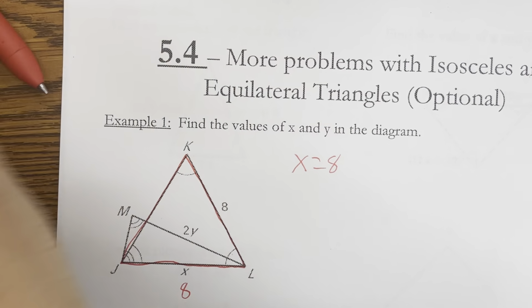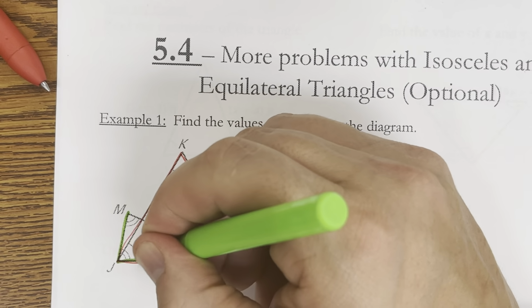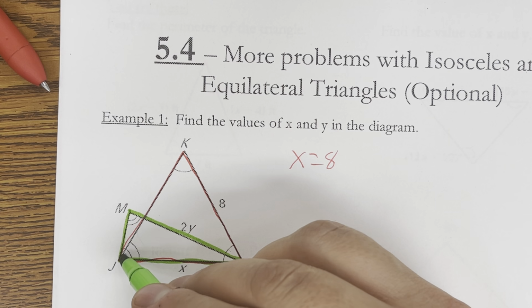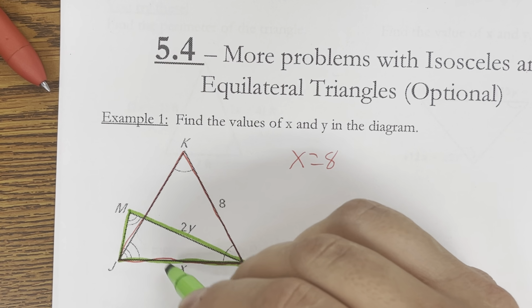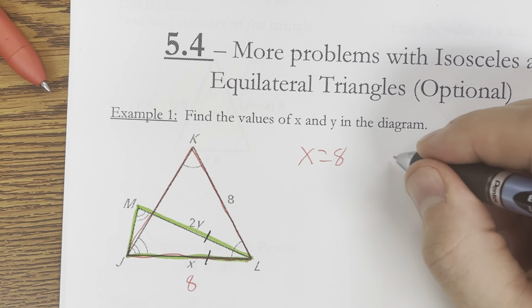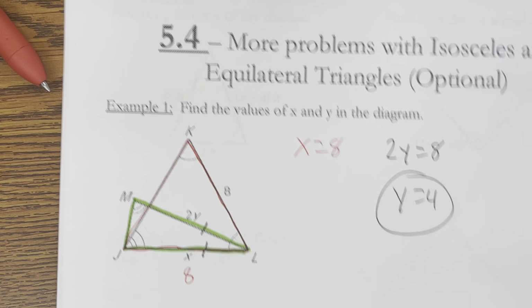Now with the next part, I am looking at this triangle because I see these 2 angles are congruent down at the base. So if these 2 angles are congruent with 2 tick marks, that means the sides opposite them are congruent as well. So 2y also has to be equal to 8. So y is equal to 4.